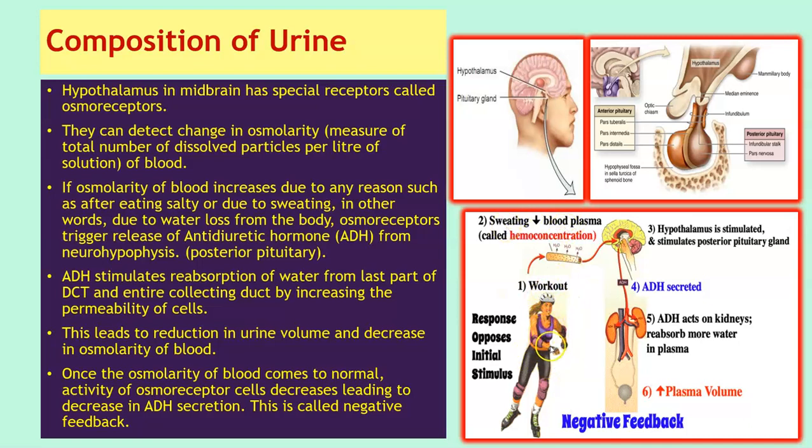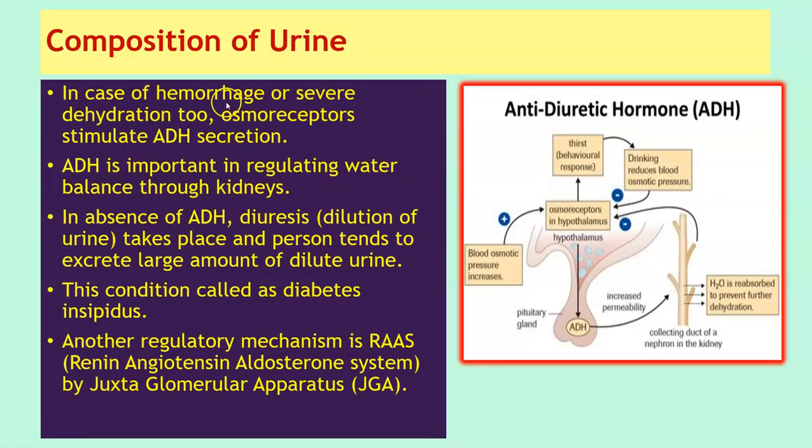So to prevent further loss of water, this mechanism is triggered, and once the blood plasma volume is normal, the secretion of ADH is stopped. So this is called negative feedback. In case of hemorrhage or severe dehydration too, osmoreceptors stimulate the antidiuretic hormone secretion.